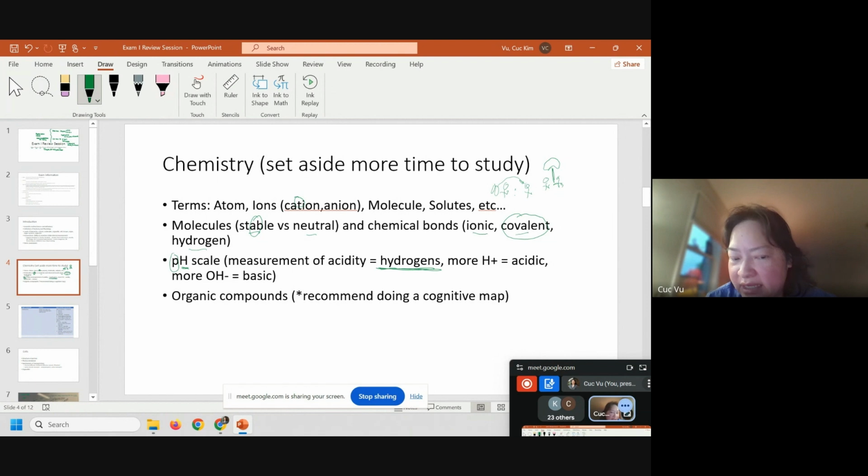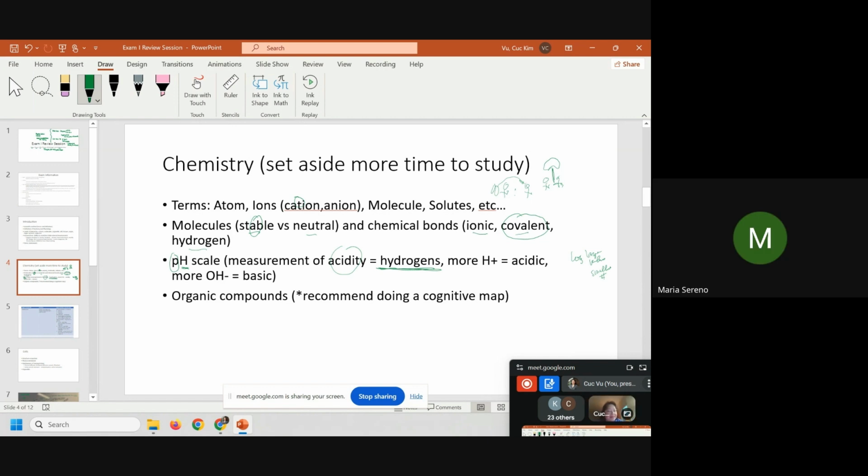If you've had a lot of math, you know that the log of anything is the inverse, right? So the larger the value, the smaller the number. So if anything is really acidic, is it going to be a high number or a low number? Low number. Yes, ma'am.